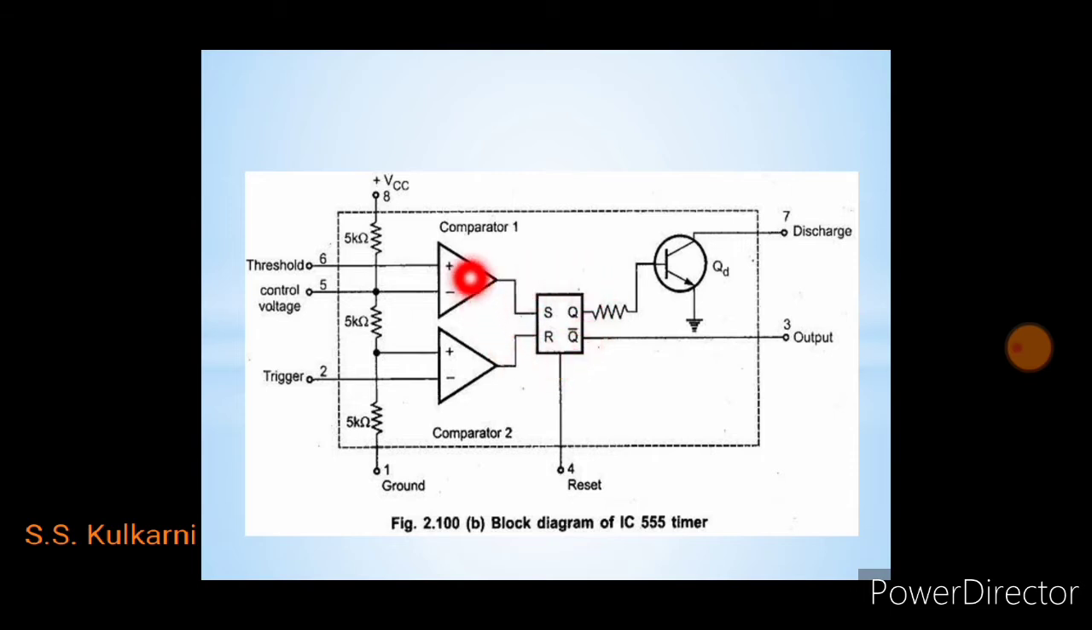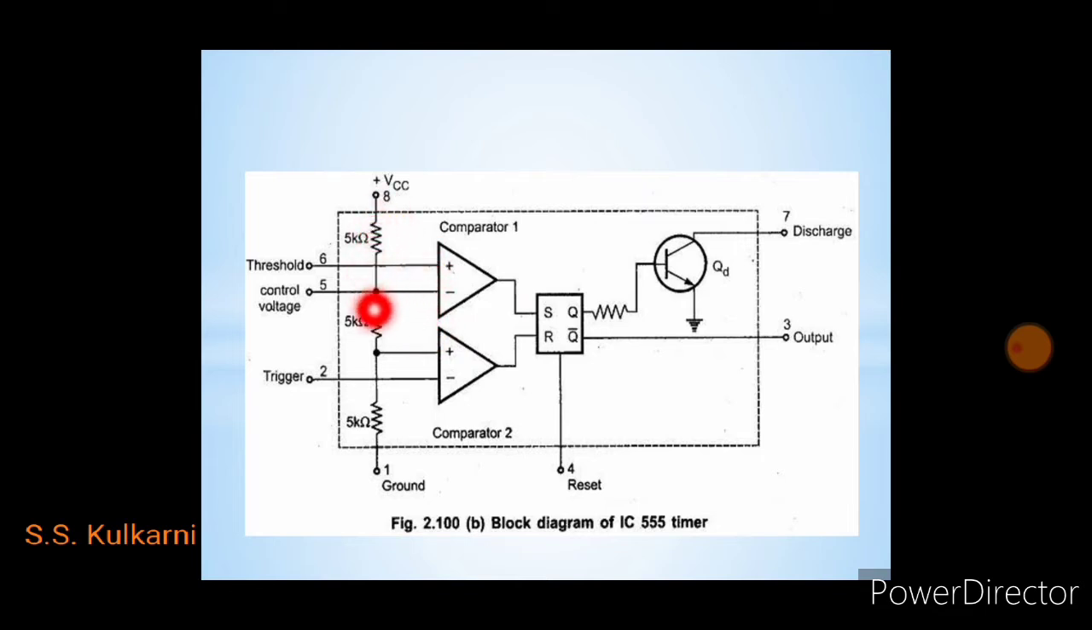The output of the first comparator is connected to the S input of the flip-flop, whereas the output of comparator 2 is connected to the R input of the flip-flop. The Q output of the flip-flop is connected to the discharge transistor, and the Q bar output of the flip-flop is nothing but the final output stage of IC 555 timer.